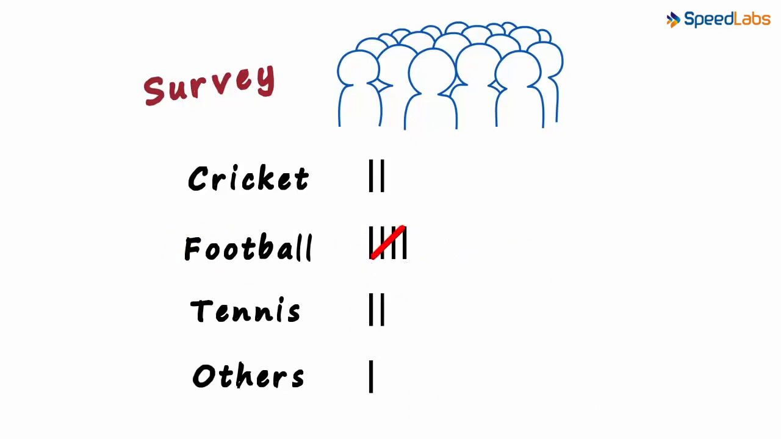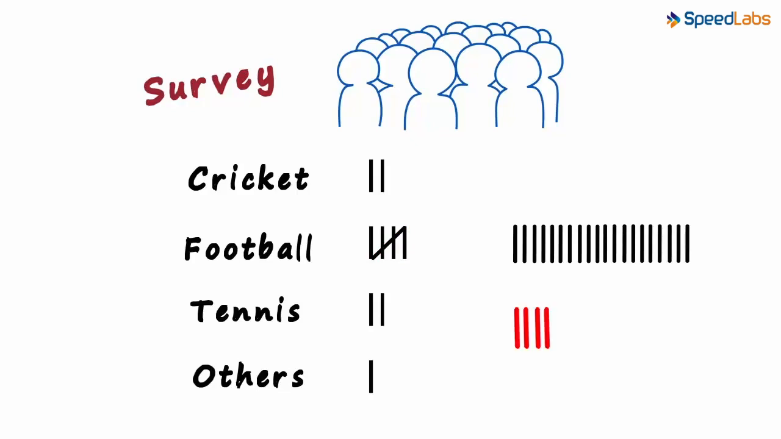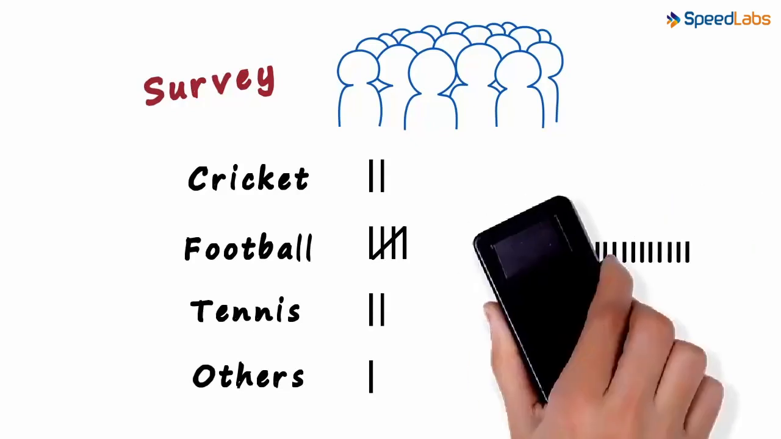But why a slanted line? Why can't we just draw vertical lines? Imagine counting the number of people if we did something like this. It will get really difficult, and that is why, as a norm, every 5th count will cross out the previous 4 counts. Let me erase this.